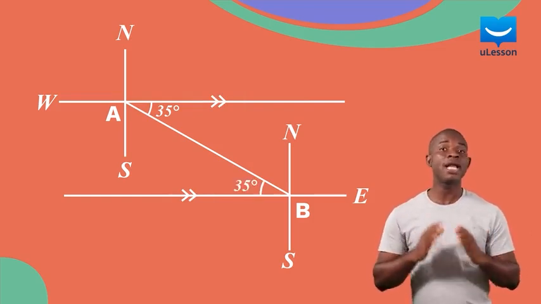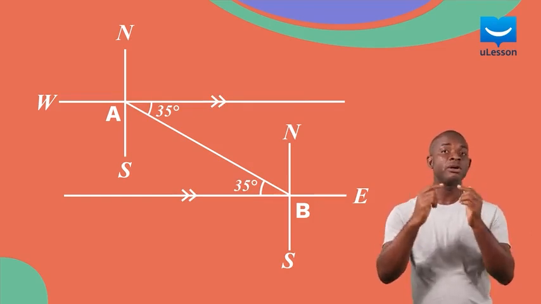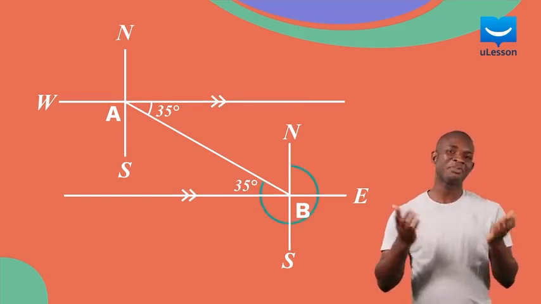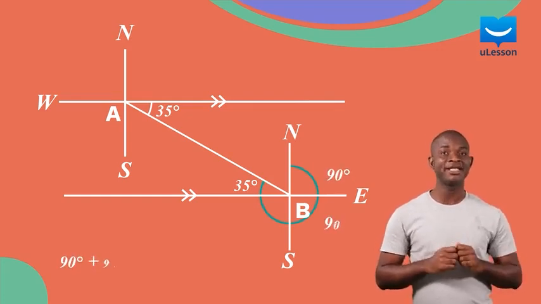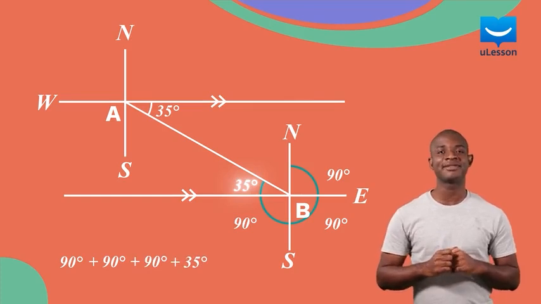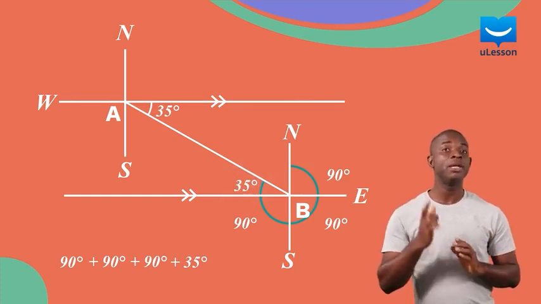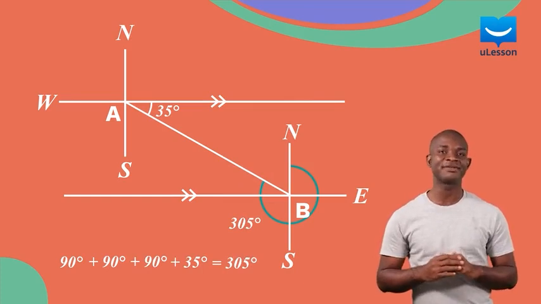Next, to calculate the bearing of A from B, we simply measure from the north of B to line AB. So let's measure. We have 90 degrees, plus 90 degrees, plus 90 degrees, plus 35 degrees. Summing it up, the bearing of A from point B is 305 degrees.